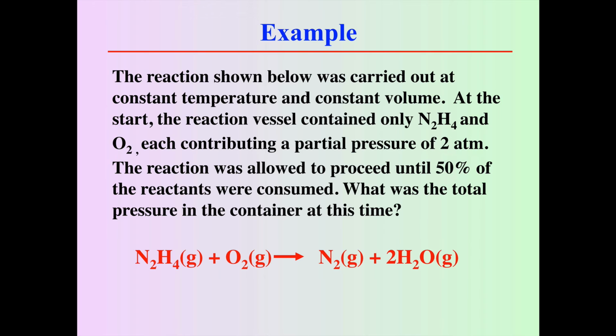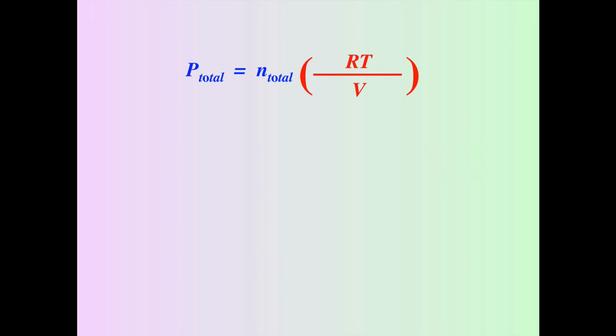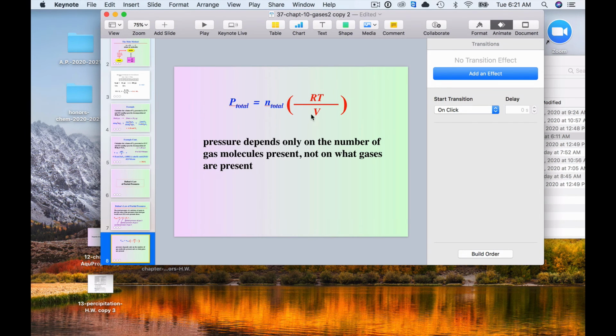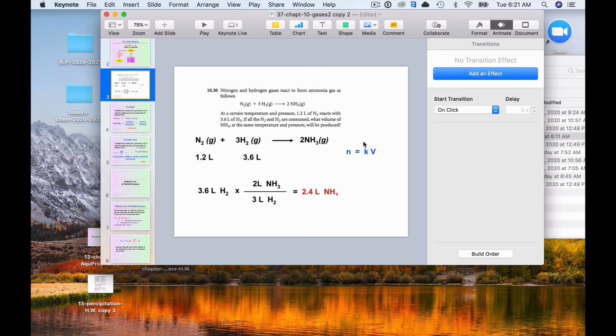A reaction shown is carried out at a constant temperature and a constant volume. At the start of the reaction, the vessel contains only dinitrogen tetrahydride and oxygen, each contributing a partial pressure of 2 atmospheres. This reaction is allowed to go forward until 50% of the reactants are consumed. What is the total pressure in the container at this time? Just taking a step back again, as long as the temperature and the volume are constant, I can treat pressures of gas now like moles of gas. Just like I did in the problem where I treated volumes of gas like moles of gas, I can now do the same with pressures.